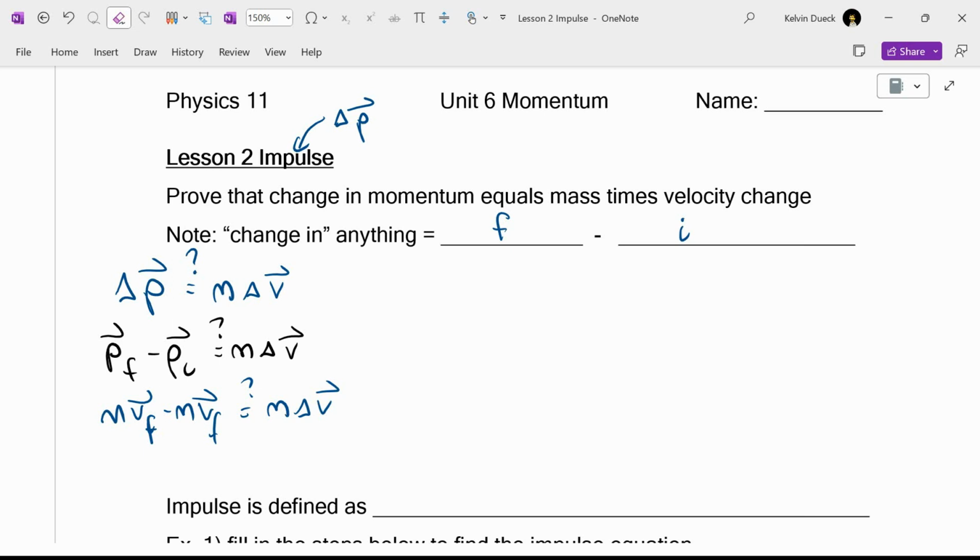I'm going to pull out the GCF trick again. On the left-hand side, is there an M in both terms? I'm going to factor out an M. I'm running out of room, so I'm going to move over to here, and I'm going to write this as M bracket V final minus V initial. Does that equal M delta V?